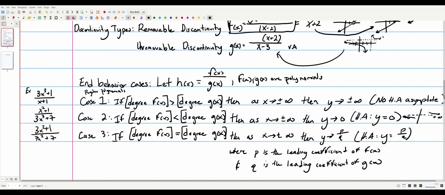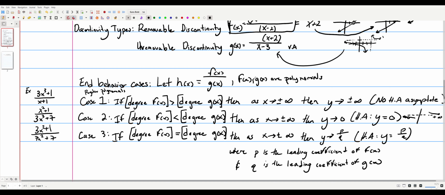And our third case is if the degree of f of x is the same as the degree of g of x, then as x approaches positive and negative infinity, y will approach p over q. And so our horizontal asymptote will be equal to p over q, where p is the leading coefficient of f of x, and q is the leading coefficient of g of x. Okay? And so we have three little examples on the left-hand side here.